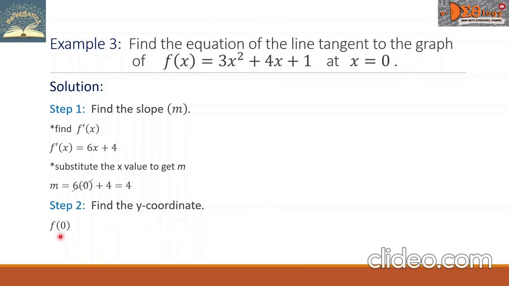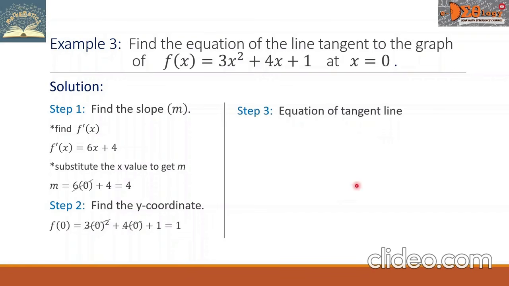For the step 2, let us first find the y coordinate, meaning let us take the f of 0. Again, the 0 here comes from the given. So when we evaluate, f of 0 is 3 times 0 square plus 4 times 0 plus 1. Simplifying further, 0 square is 0 and 0 times 3 is 0. Or simply we say that we can cancel this term. 4 times 0 is also 0, and we say that we can cancel this term also. So finally, f of 0 is 1.